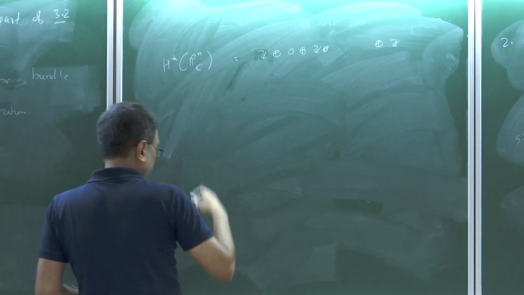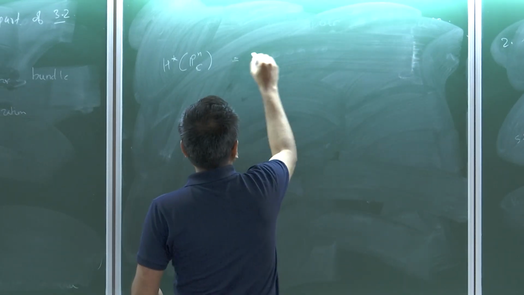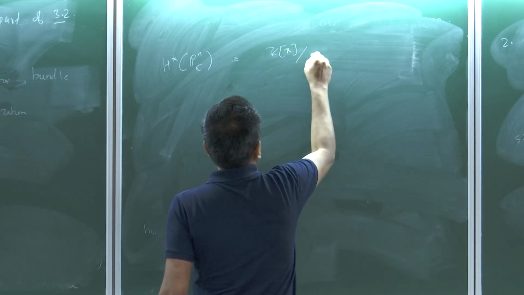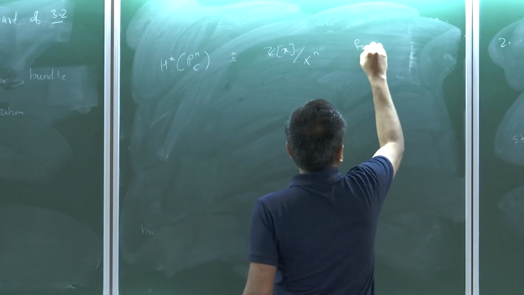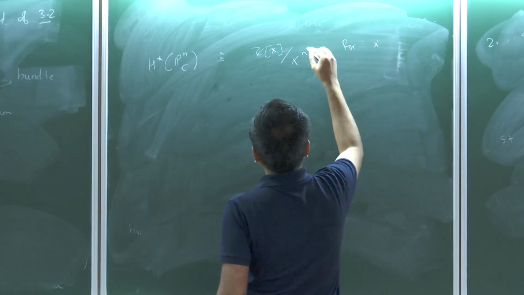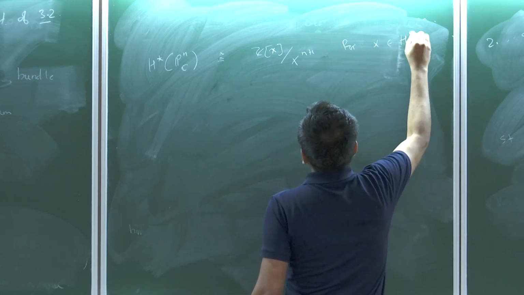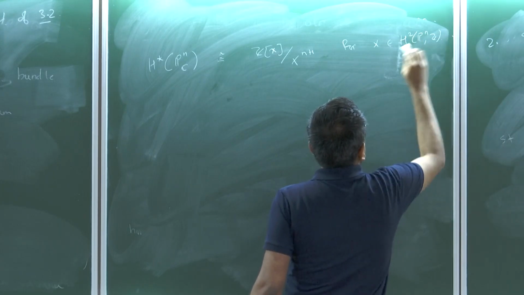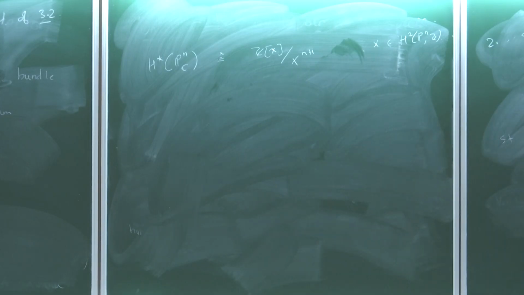As a ring, this is isomorphic to Z[x] modulo x to the power n+1, for a generator x of H^2 of P^n over Z. So this is the cohomology ring structure.